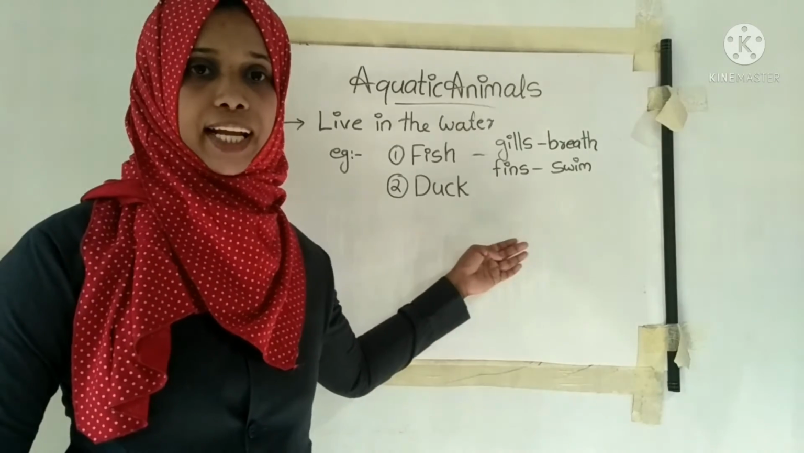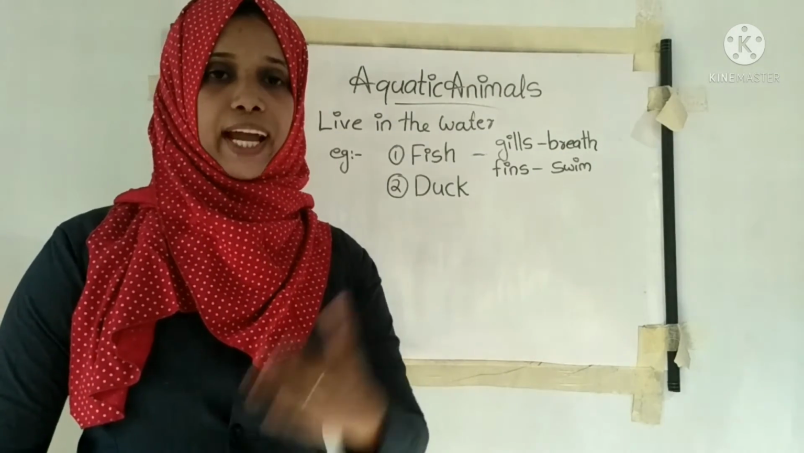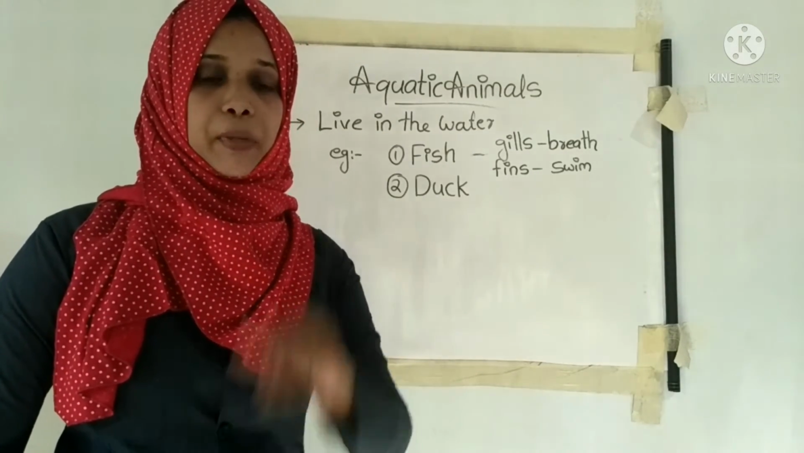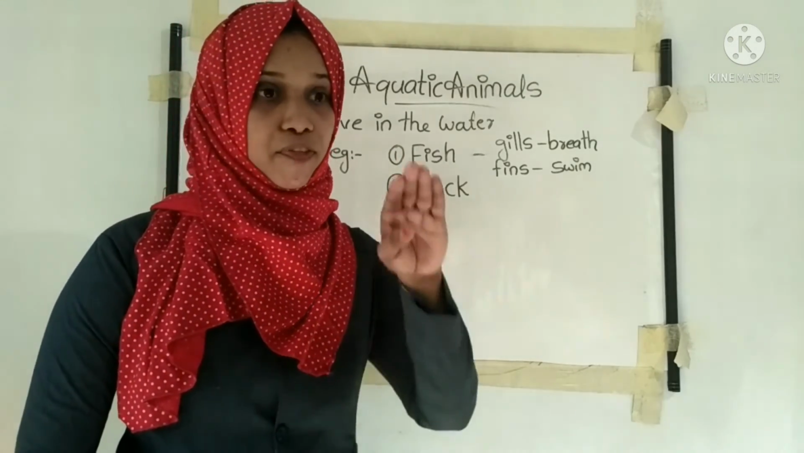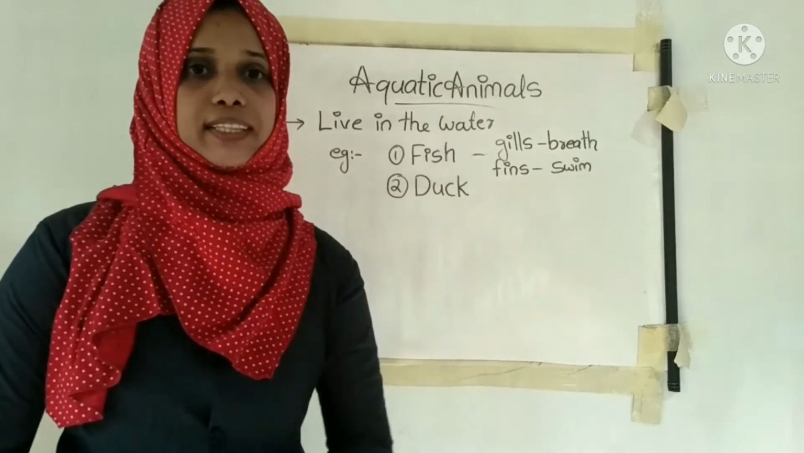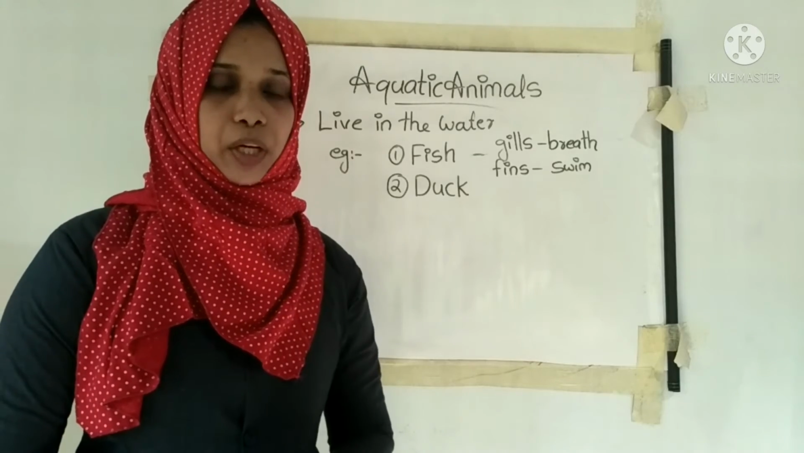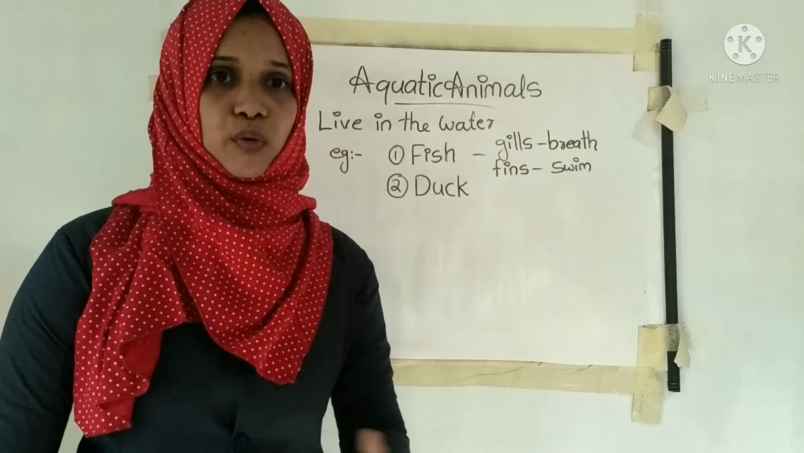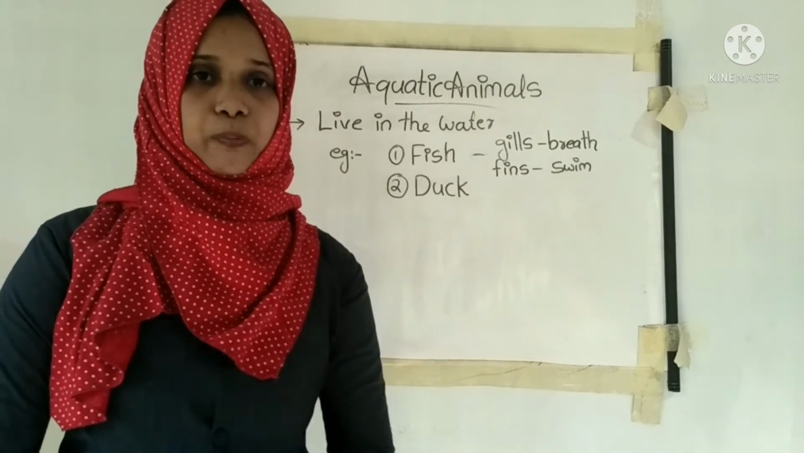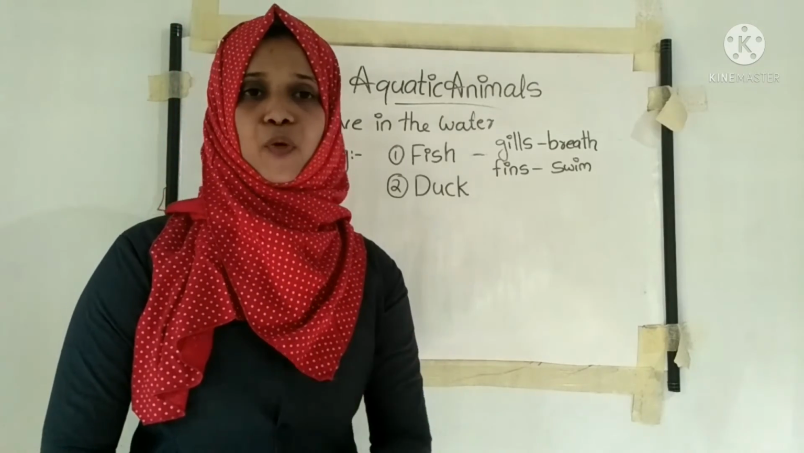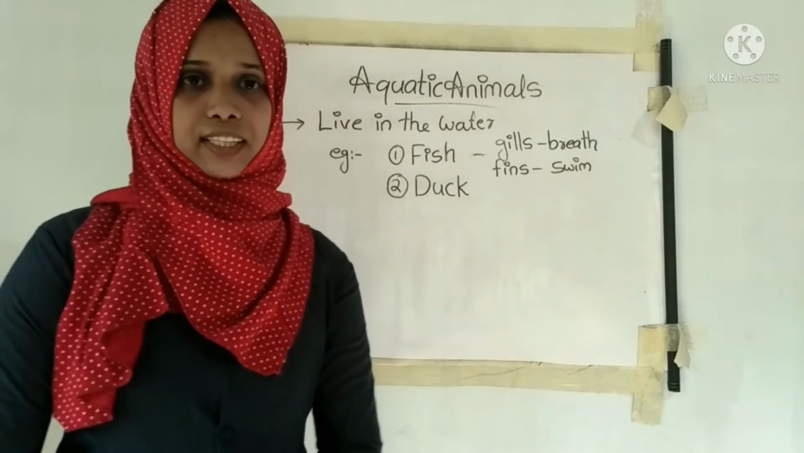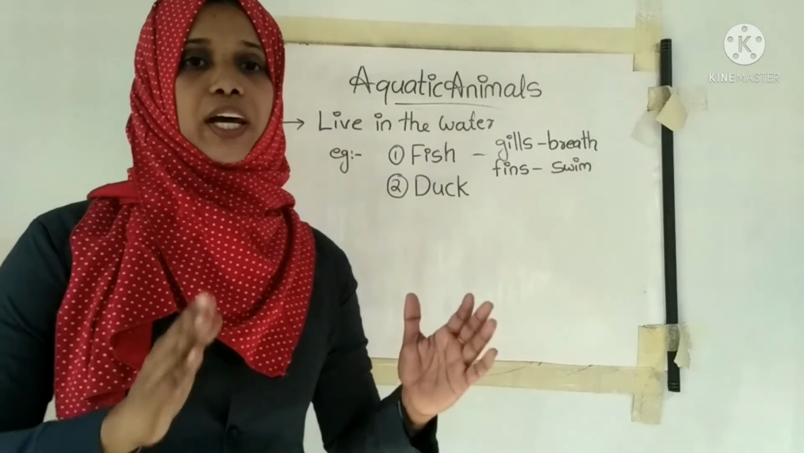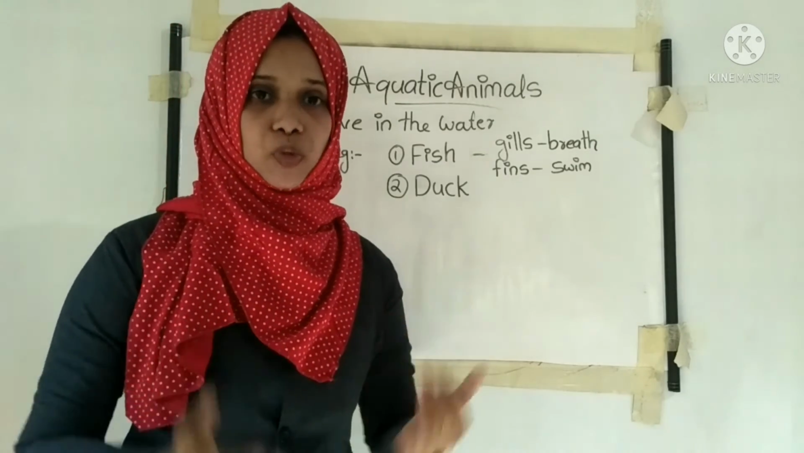And next one, in the case of duck. We can see the beak of that duck. It is flat, and a hole is there. It helps to remove the excess water and food. And also, you can see the foot of that duck, a particular shape. It helps to swim.